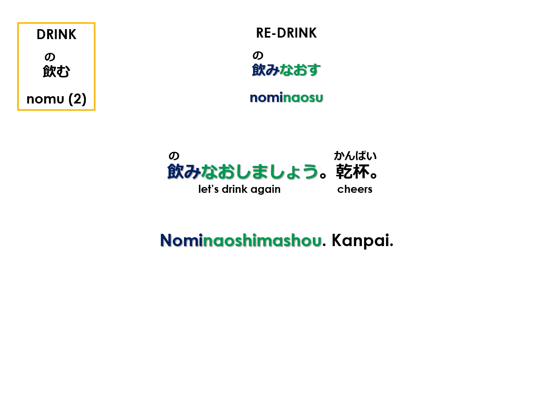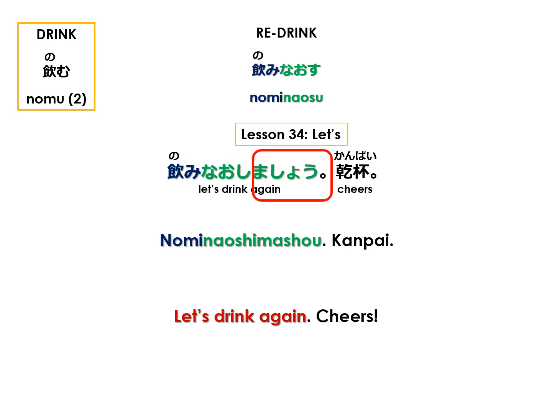And our last example, to drink is nomu. Nominaosu, to drink again. Nominaoshimashou, kanpai. We conjugated nominaosu into the volitional let's, which we learned back in lesson 34. It means let's drink again, cheers, or bottoms up, cheers.